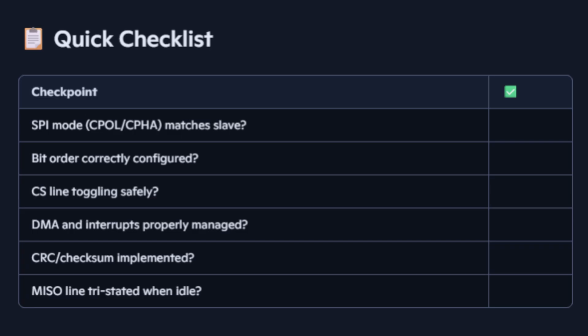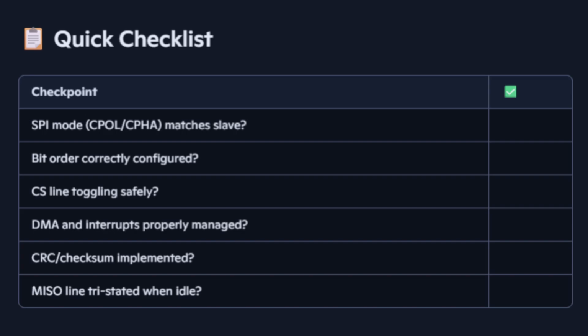Because the protocol is so simple, errors often manifest as just garbage data or no response. Common errors we see include mismatched CPOL and CPHA. We talked about this. Data is garbled. Fix: check data sheets, ensure master and slave match. Incorrect bit order, MSB or LSB. Data appears bit reversed. Fix: check data sheets, configure master correctly.